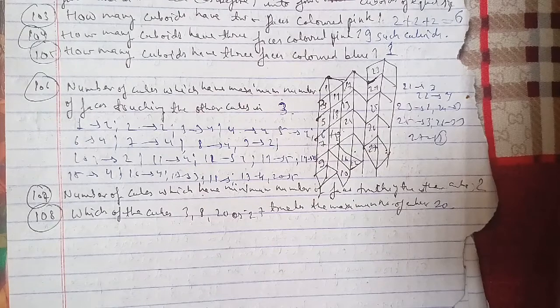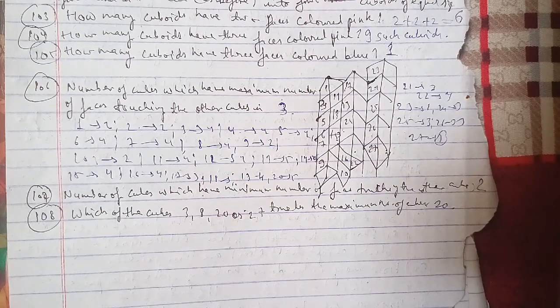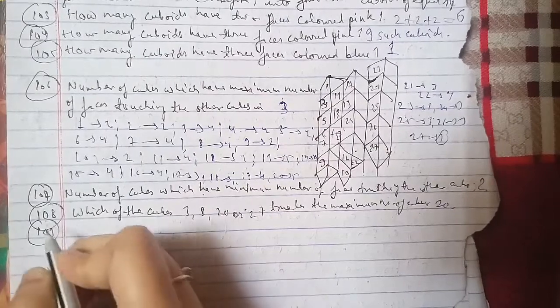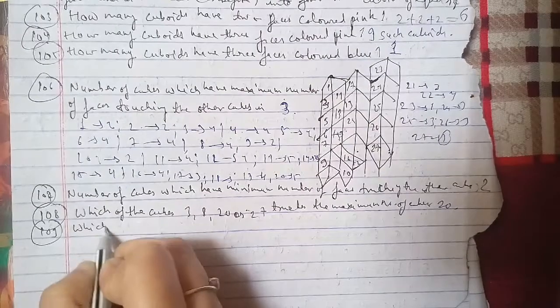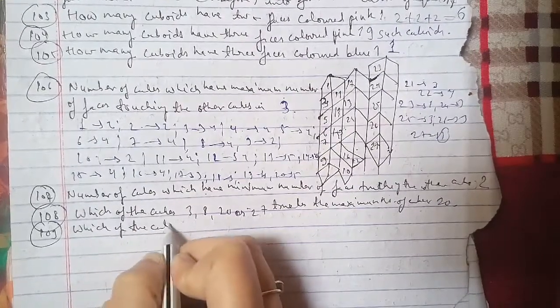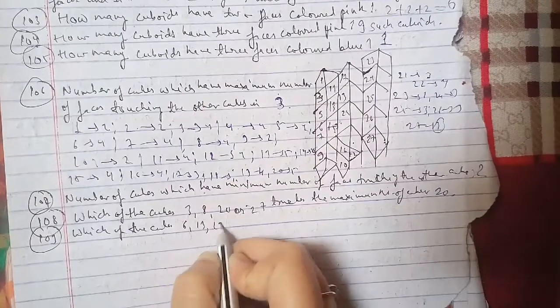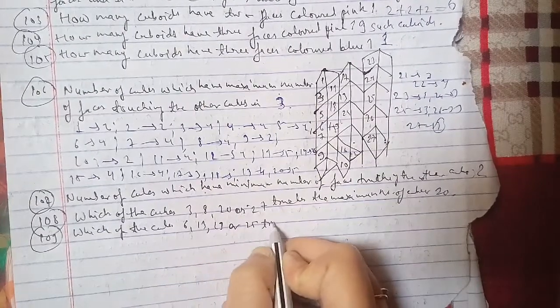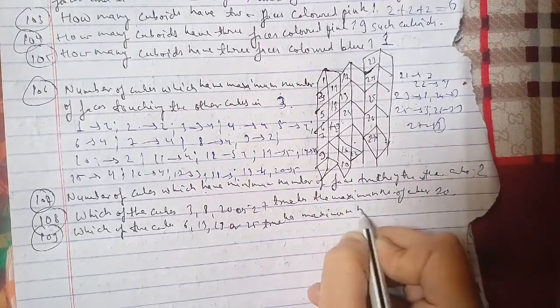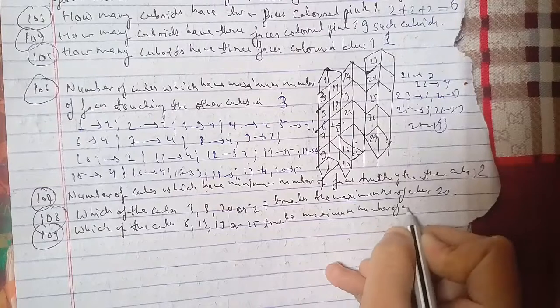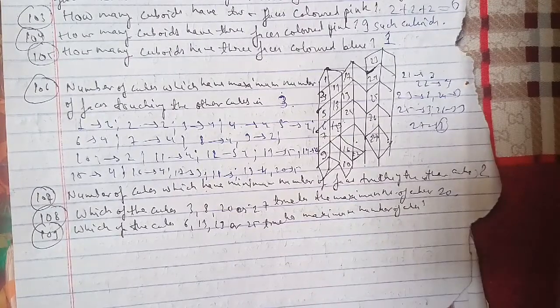Now we'll go ahead with another question, the 109th question. The question is, which of the cubes 6, 13, 19 or 25 touches the maximum number of cubes? Options are 6, 13, 19 and 25.